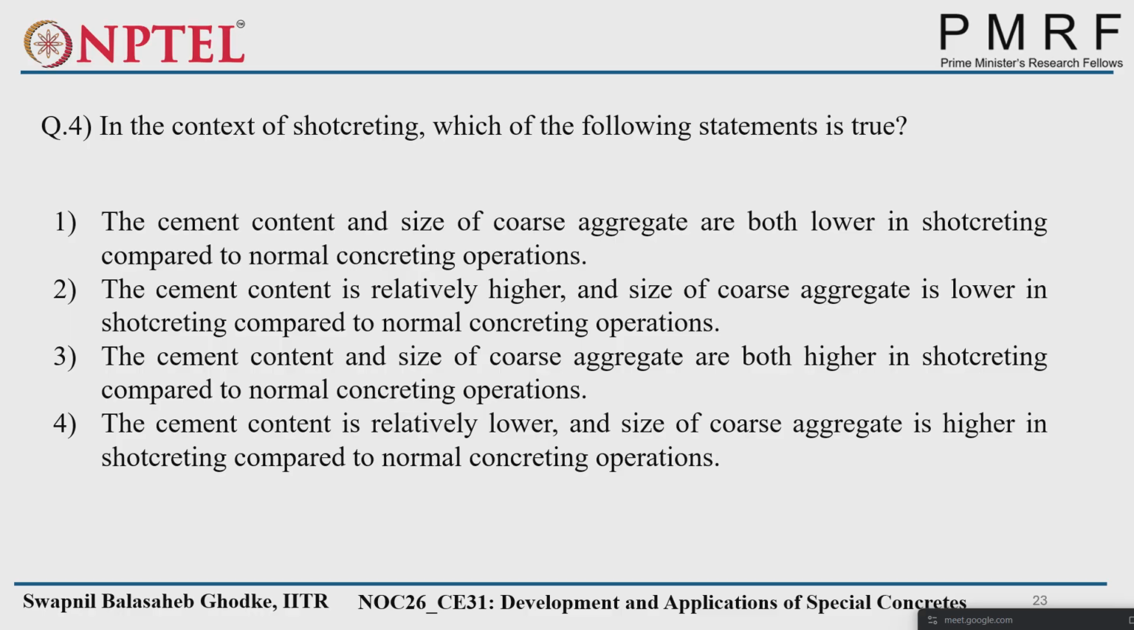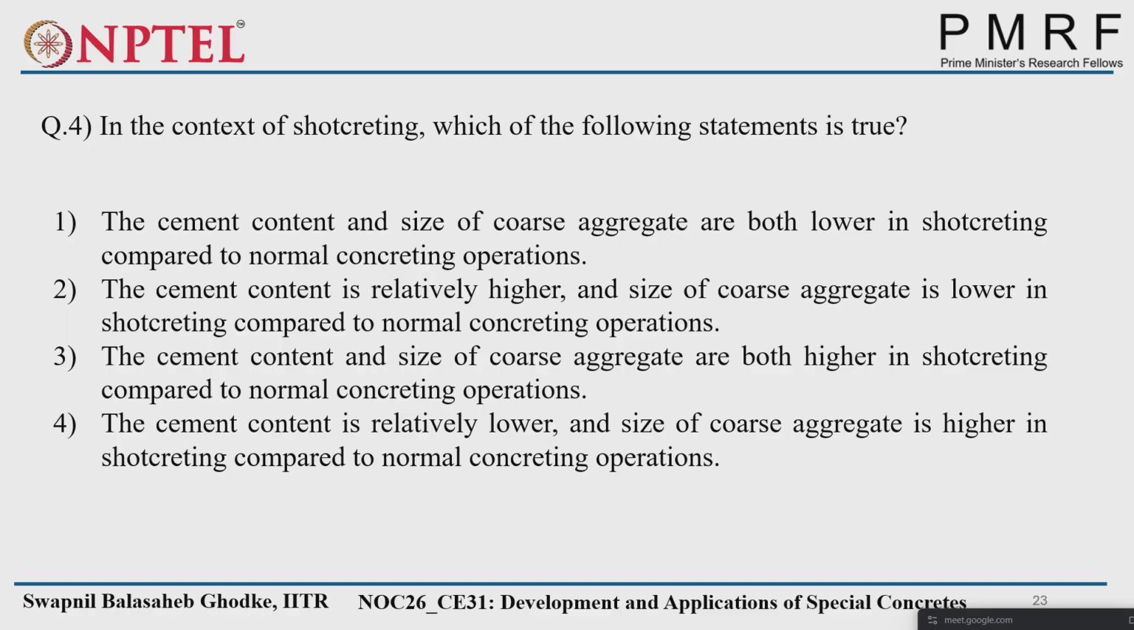The cement content will be high or low. Size of coarse aggregate will be higher or low. What did you understand? Because concrete has to. Answer will be second because cement content should be higher.